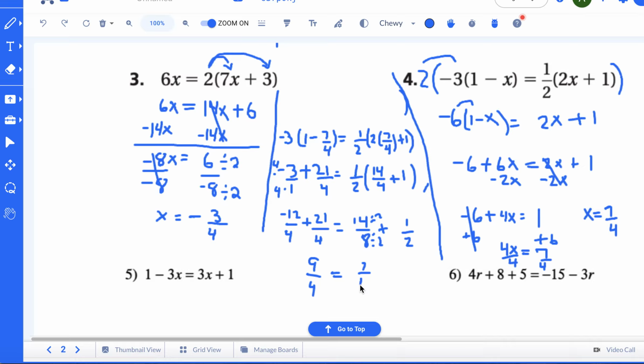So we have 7 over 4 plus, how do I make this into denominator 4? I'll multiply by 2, and I get 2/4. Now 7 over 4 plus 2 over 4 gives me 9 over 4. So therefore my answer is correct.